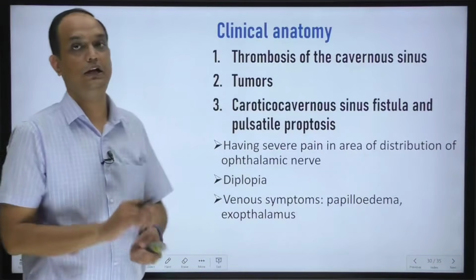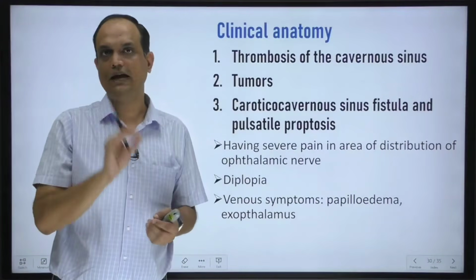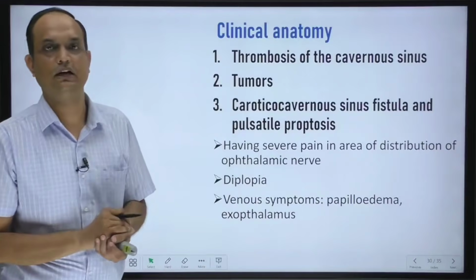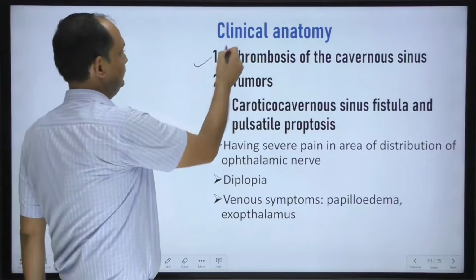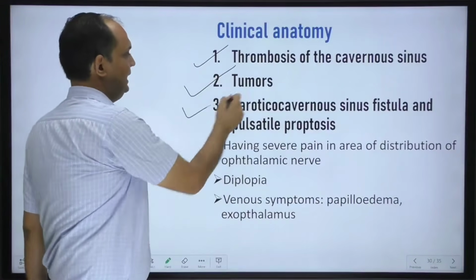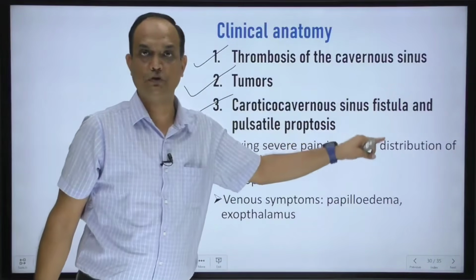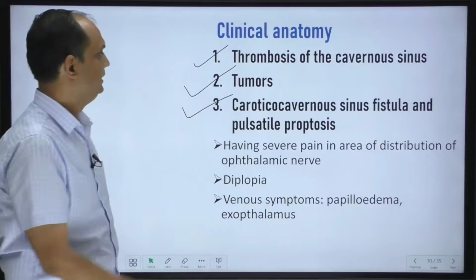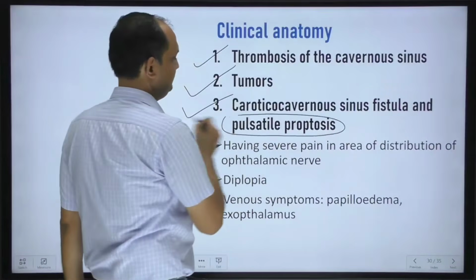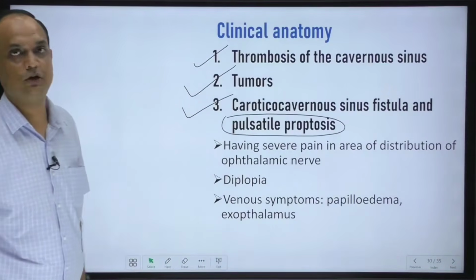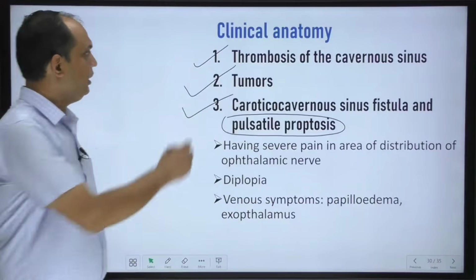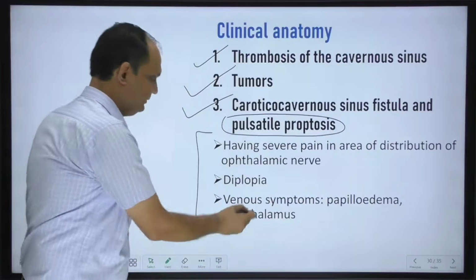Now what is the clinical anatomy? There are three types of clinical anatomy related to the cavernous sinus. One is thrombosis, second is tumor, and third is carotico-cavernous sinus fistula, which is also known as pulsatile proptosis or pulsatile exophthalmos. Now in all these three you have common features.